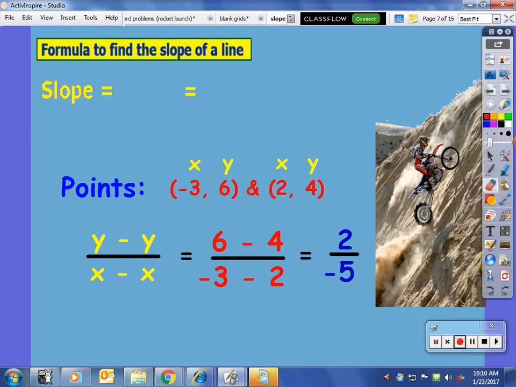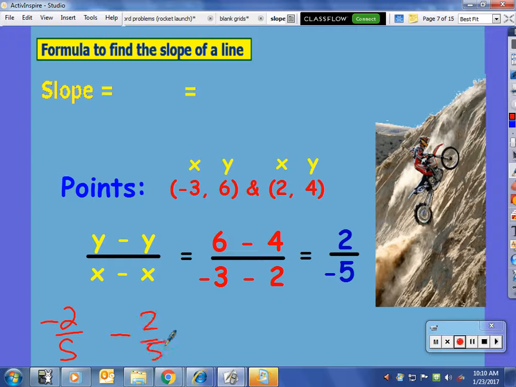How do I want you to write this answer? I prefer, if you've got a negative slope, I really prefer it on top or out to the front. But technically, the negative sign could be anywhere on the fraction. Top, bottom, or out into the front of the whole fraction. I prefer this way or this way.